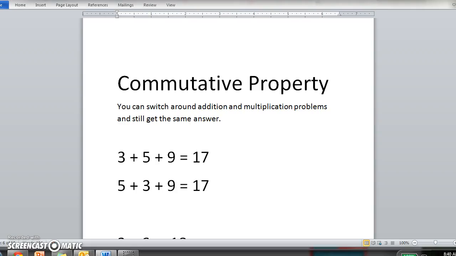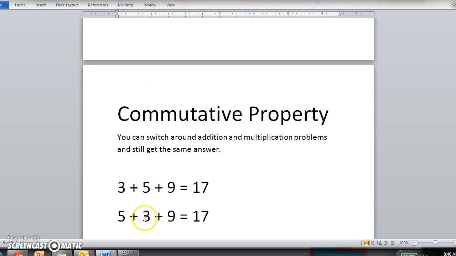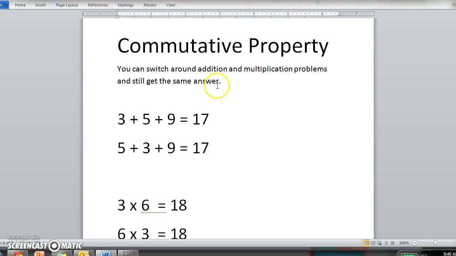All right, so we're going to talk about commutative property now. Commutative property is when you can switch around addition and multiplication problems and still get the same answer. If we look at this, 3 plus 5 plus 9 equals 17. Well, I can switch around that 5 and take that 3 and put it where the 5 is, and I will get the same answer. And that is because of commutative property.